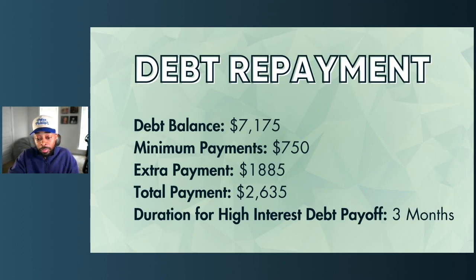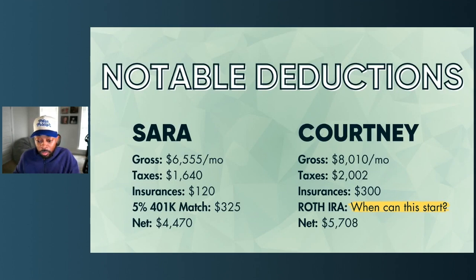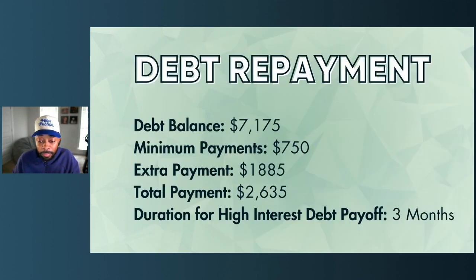So the extra payment, which we saw in their budget at the bottom, their margin was $18.85. So when you combine their minimum payment with their extra payment, that gives you a total monthly payment that you can afford of $26.35. So the duration for their high interest debt payoff is 3 months. By the end of this second quarter, they will have all high interest debt paid off. Let me go back here. We asked this question right here. If you look at the highlighted section under Courtney, when can he start his Roth IRA? Well, based on this, he can start in 3 months. The Roth IRA can start for Courtney.